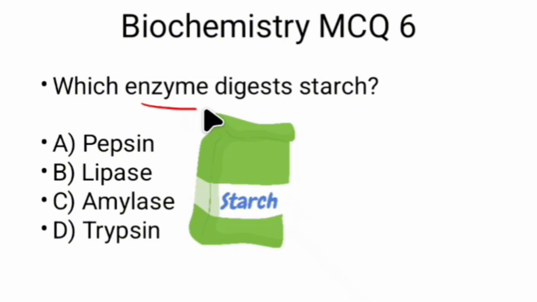Question number 6. Which enzyme digests starch? The correct option is C. Amylase is an enzyme which digests starch.